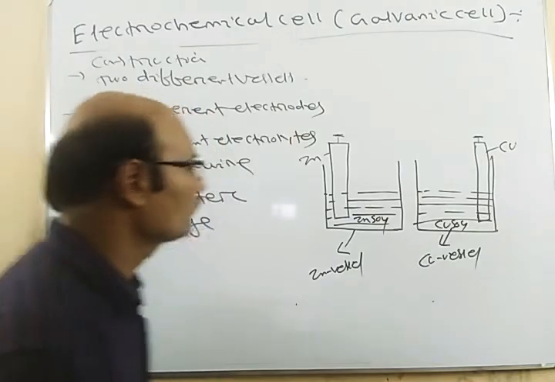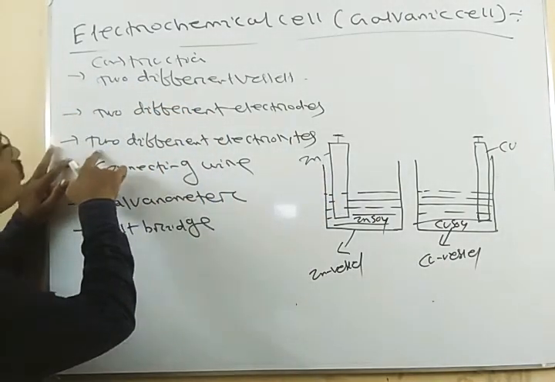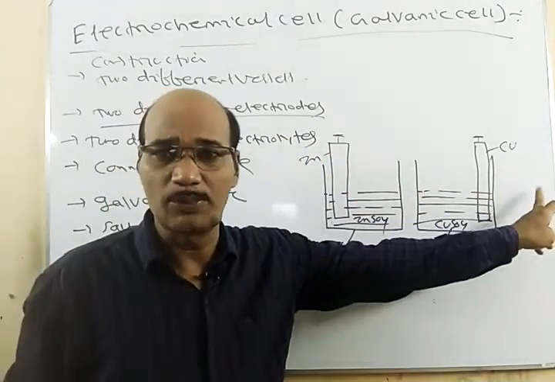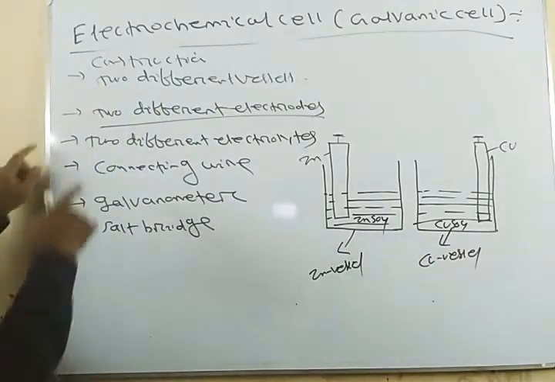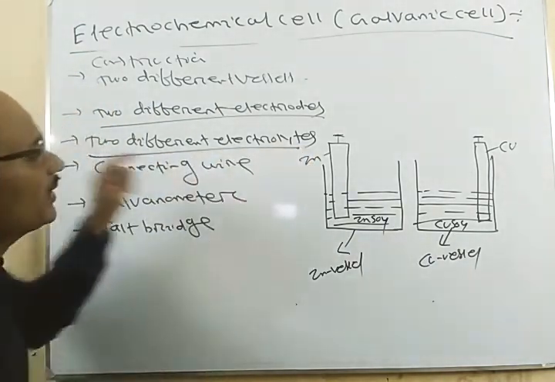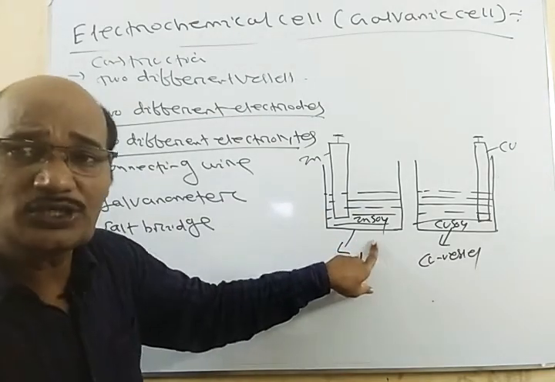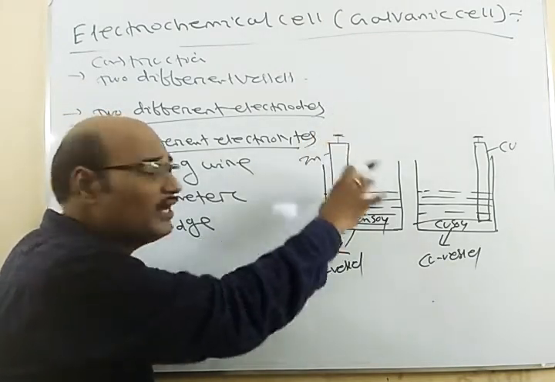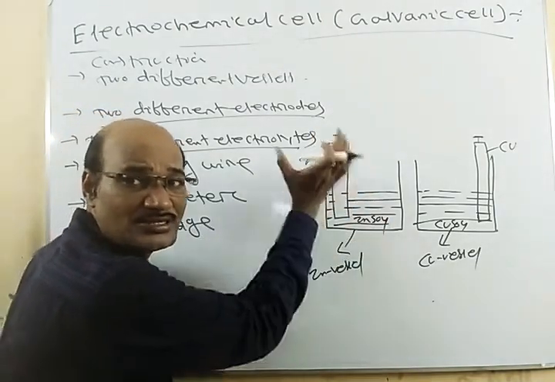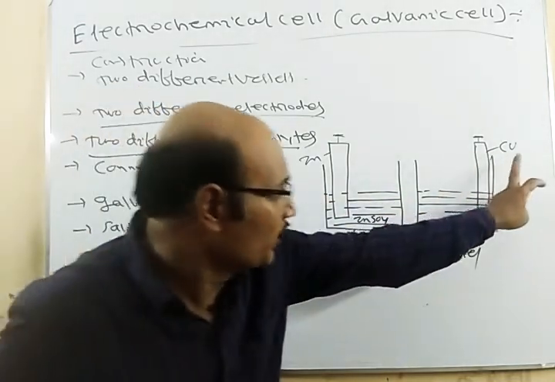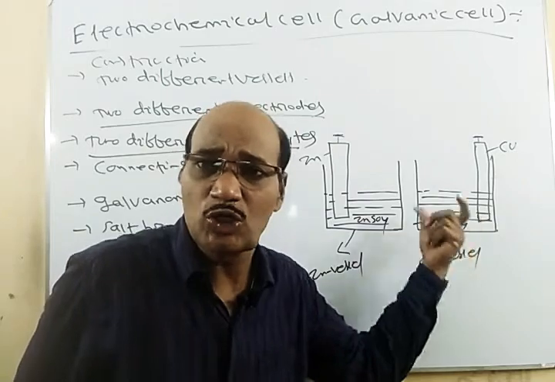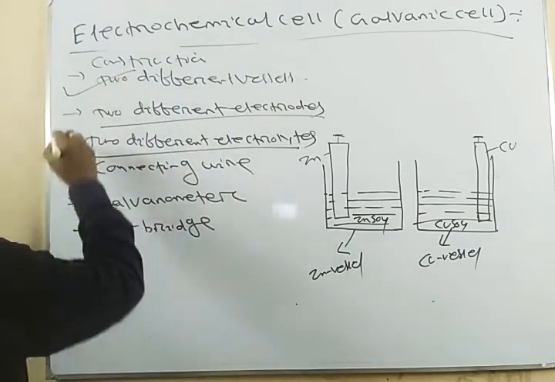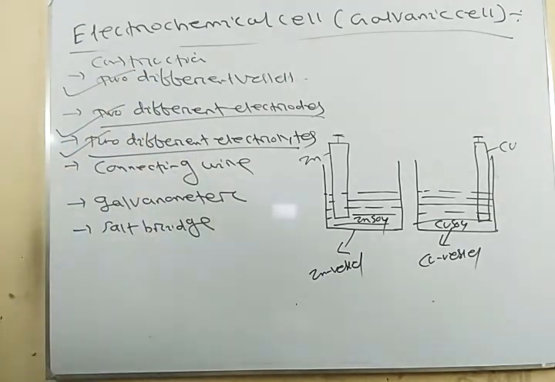Okay. So we have two different electrodes, one is zinc and the other copper. And we have two different electrolytes. One vessel contains zinc sulfate, the other contains copper sulfate. The zinc electrode is dipped in the vessel where the zinc sulfate solution is there, and the copper electrode is dipped in the vessel where the copper sulfate solution is present. Two different vessels, two different electrodes, and two different electrolytes.